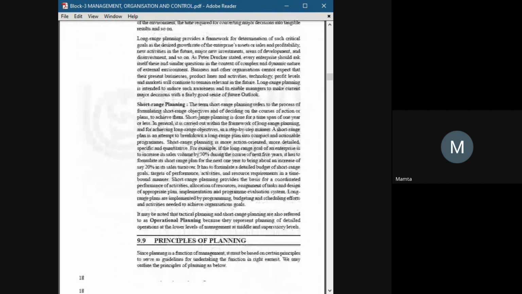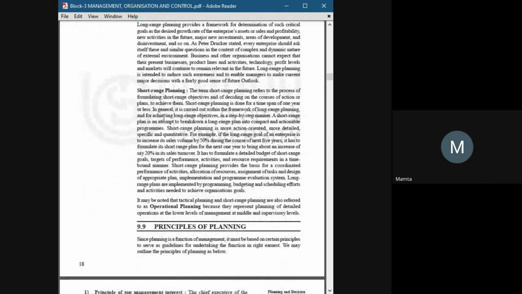Short range planning, your short term goals. Short range plans are for your short term goals, and short range planning also facilitates long run planning. How is that so? Let's take this example. Suppose in a long range goal, an enterprise is to increase its sales volume by 50% during the course of the next 5 years.